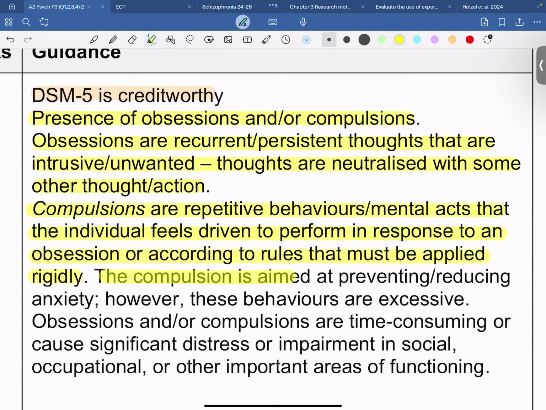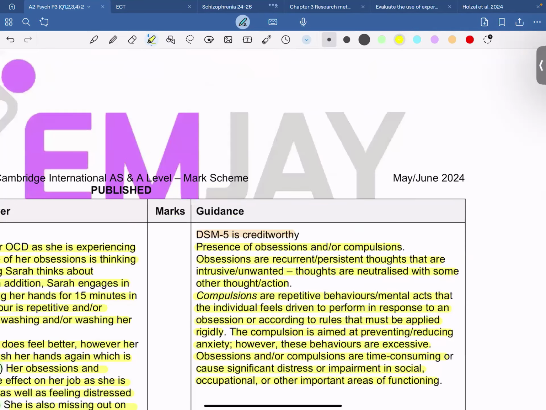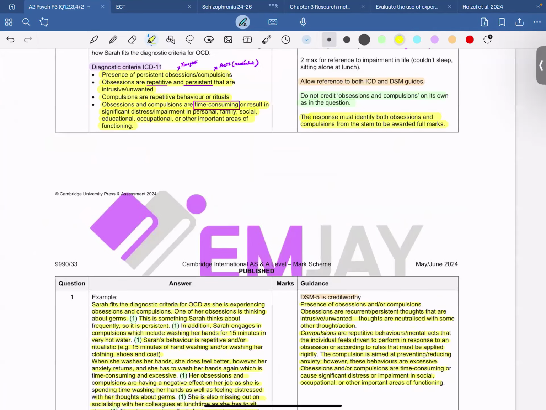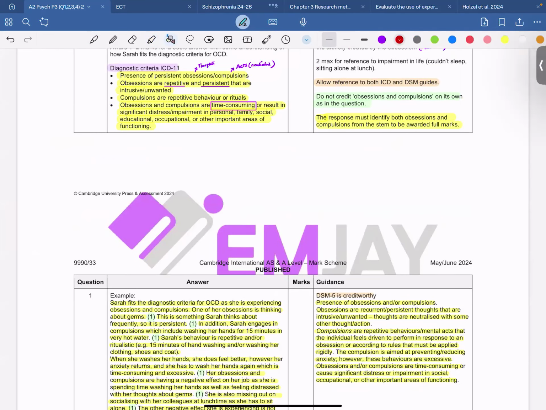The compulsion is aimed at preventing or reducing anxiety. However, these behaviors are excessive. Obsessions and or compulsions are time consuming or cause significant distress or impairment in social, occupational, or other important areas of functioning. Now, for you, you might see not much of difference between the DSM guideline and the ICD guideline.